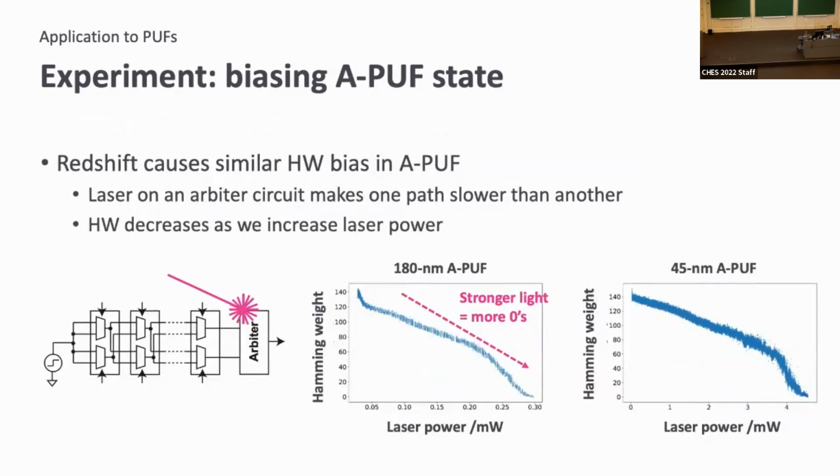Similar Hamming weight biasing is possible with arbiter PUFs, because Redshift on an arbiter circuit makes one path slower than another. We verify it with arbiter PUFs on our ASIC chips. Similar to the previous experiments, we illuminate the arbiter circuits while the target PUFs are generating 256-bit states. These graphs show the relationship between the injected laser power and Hamming weights, and the Hamming weights decrease as we increase the laser power in the same way as the previous experiments.